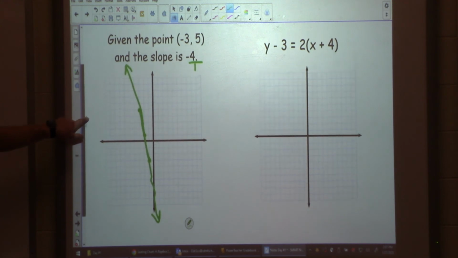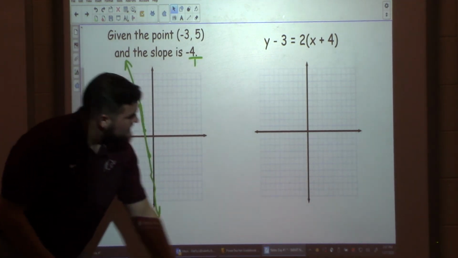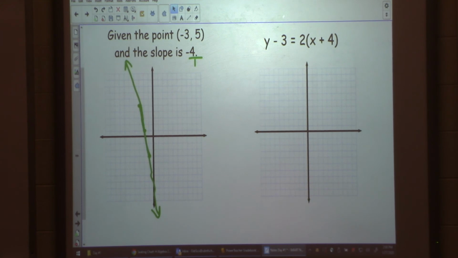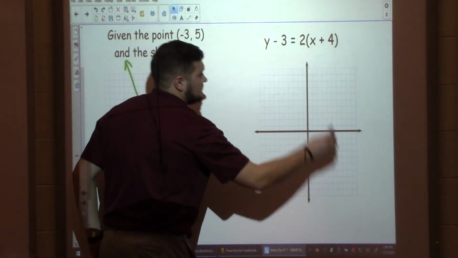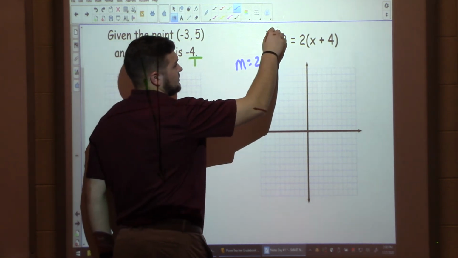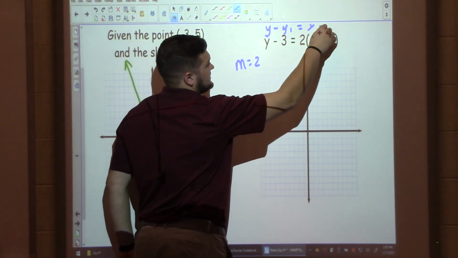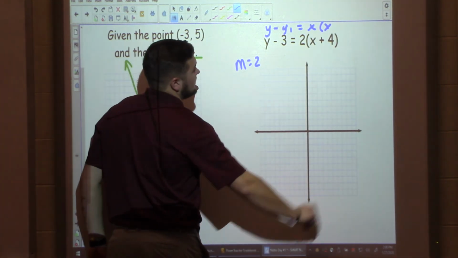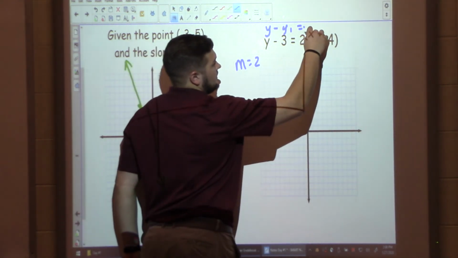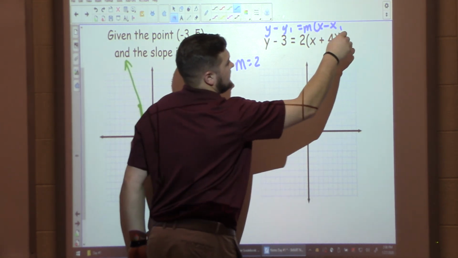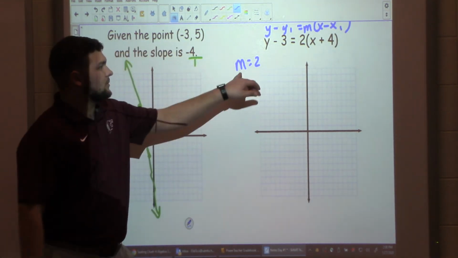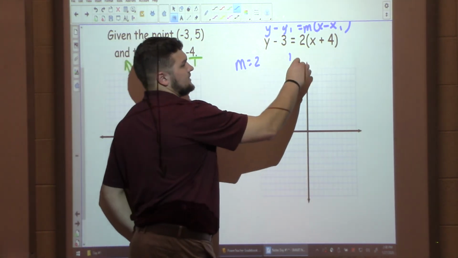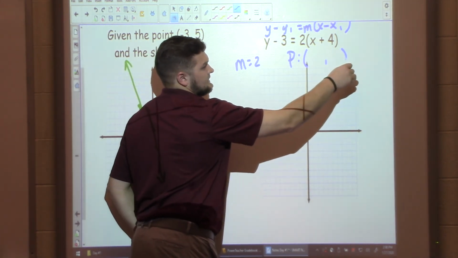Okay. The next one. Y minus 3 equals 2 times x plus 4. What form is that given to me in? Point slope. So I should be able to take both a slope out of there and a point out of there. Well, my slope I know is going to be 2. That's y minus y1 equals m times x minus x1. So I can take a slope of 2 out. I can also take a point out of there. I should have an x and a y value.